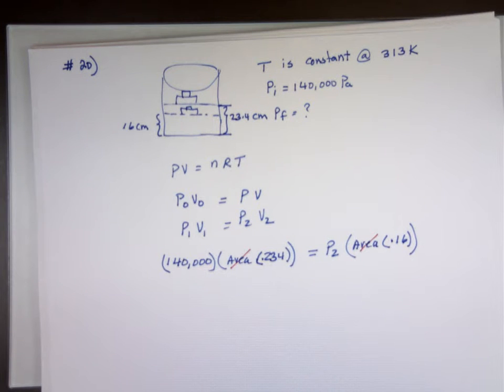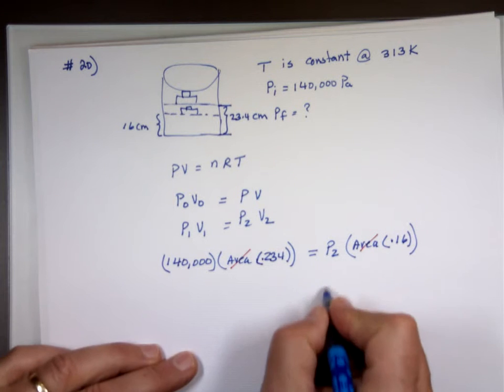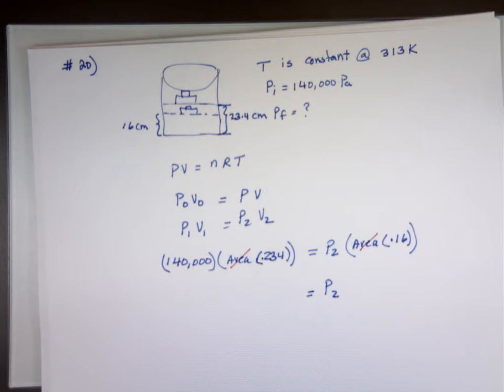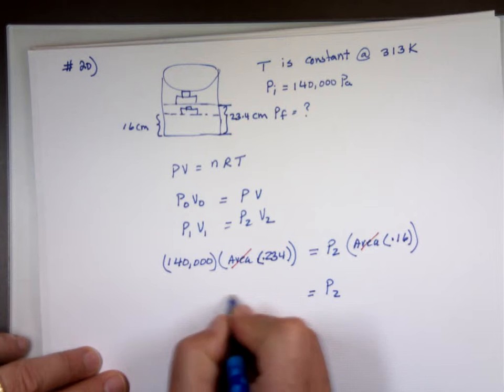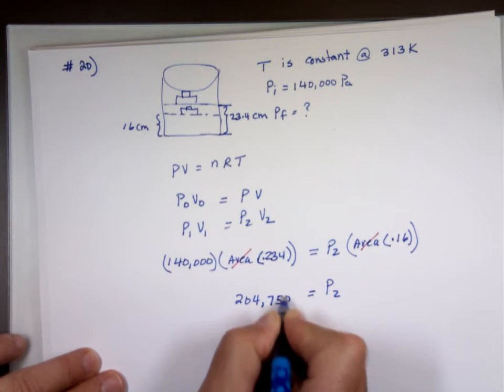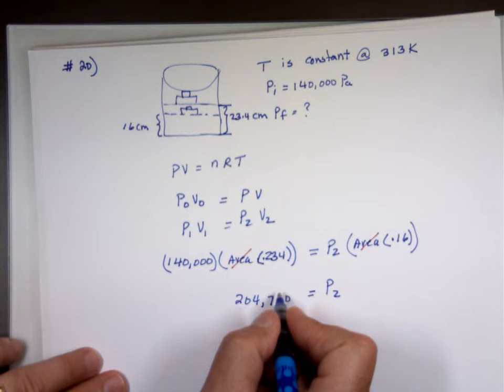So now we do the math. What is P2 equal to? 140,000 times 0.234 divided by 0.16 equals, now is what? 204,750. They want it in Pascal. Doesn't say kilopascal, in Pascal.